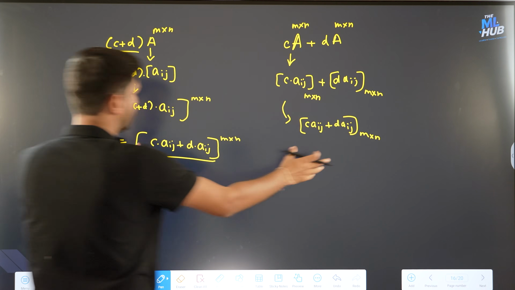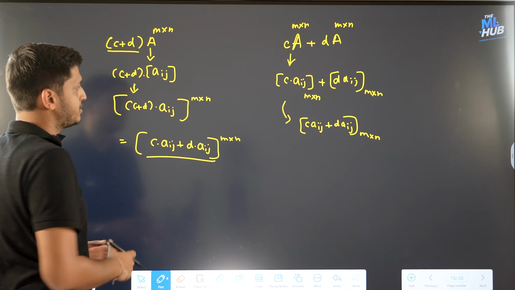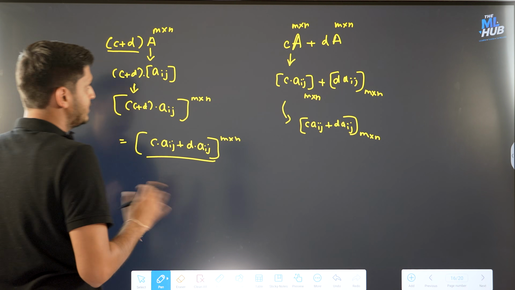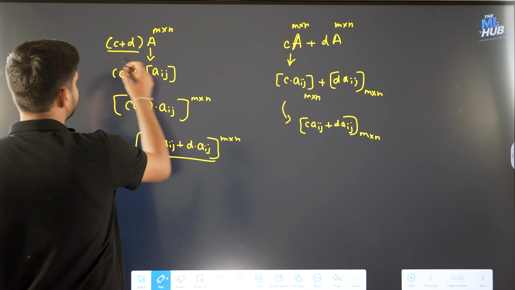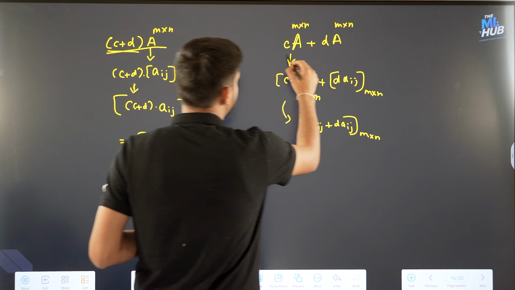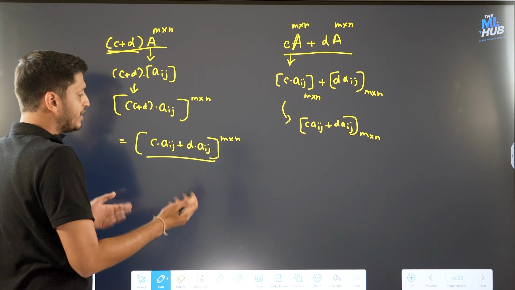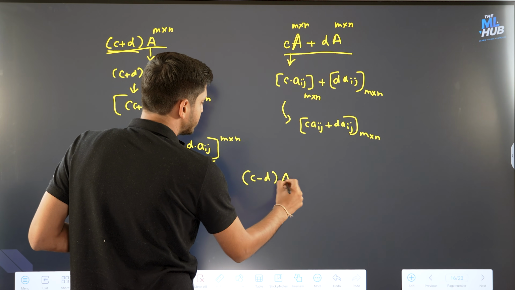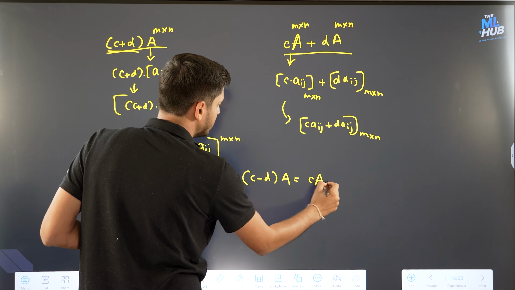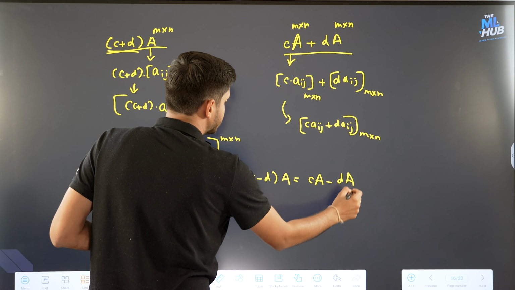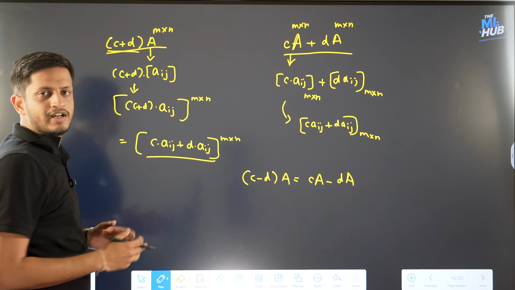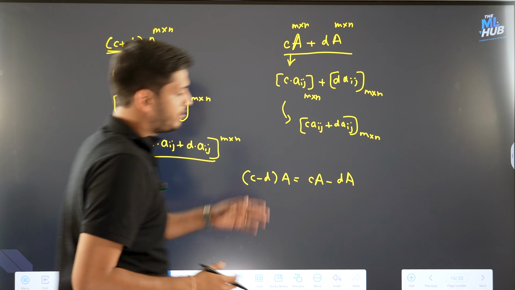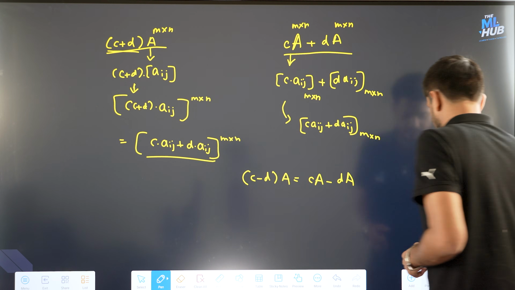So both will have the same terms in all the rows and columns. So both of these are the same matrices, and hence you can say that (C + D) times A is also equal to CA + DA. Similarly, you can write it for subtraction as well. You can say that (C − D) times A is equal to C times A − D times A. You can prove it just like we did for addition. For subtraction also you can prove it. This theorem also holds.